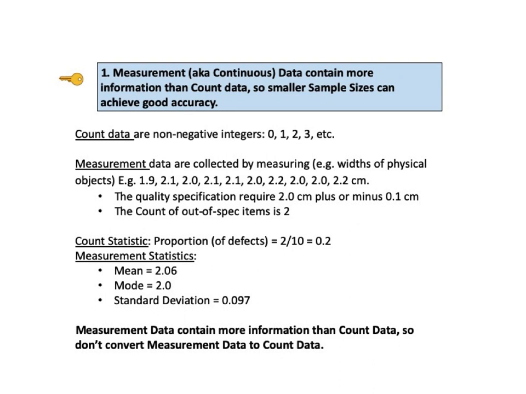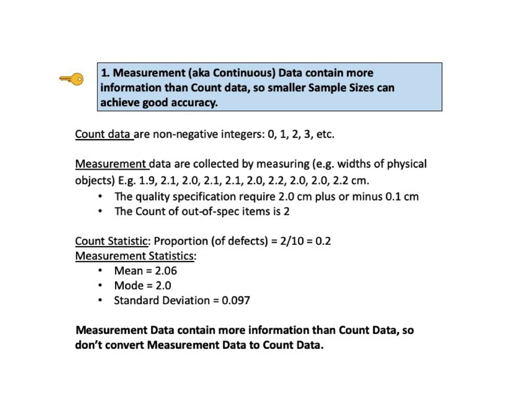First, KTU number 1 says, measurement data, also known as continuous data, contains more information than count data, so smaller sample sizes can achieve good accuracy. The Part 1 video addressed the minimum sample size for count data, which is also known as discrete data. Count data are non-negative integers like 0, 1, 2, 3, and so on. Proportion is the statistic commonly used with count data. Measurement data, which is also known as continuous data, are collected by measuring things, measuring widths, for example, not by counting. Measurement data will often have decimal points.